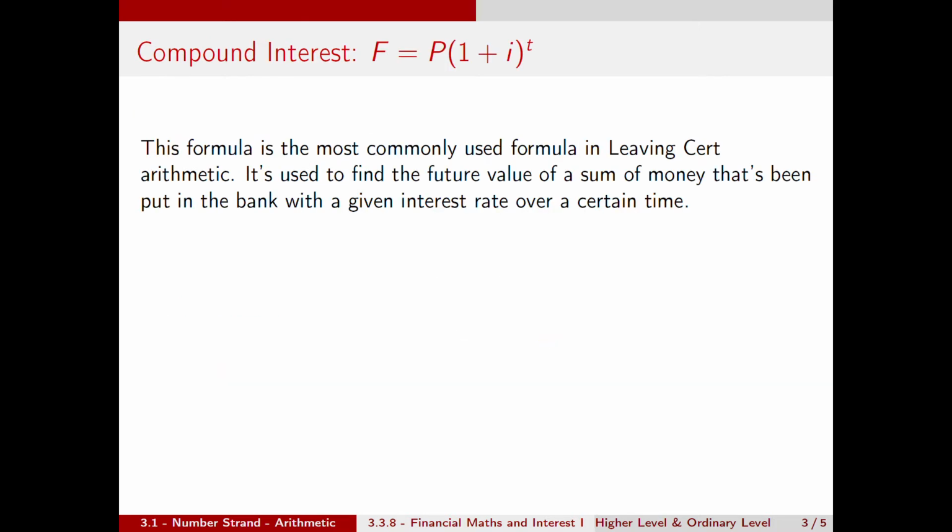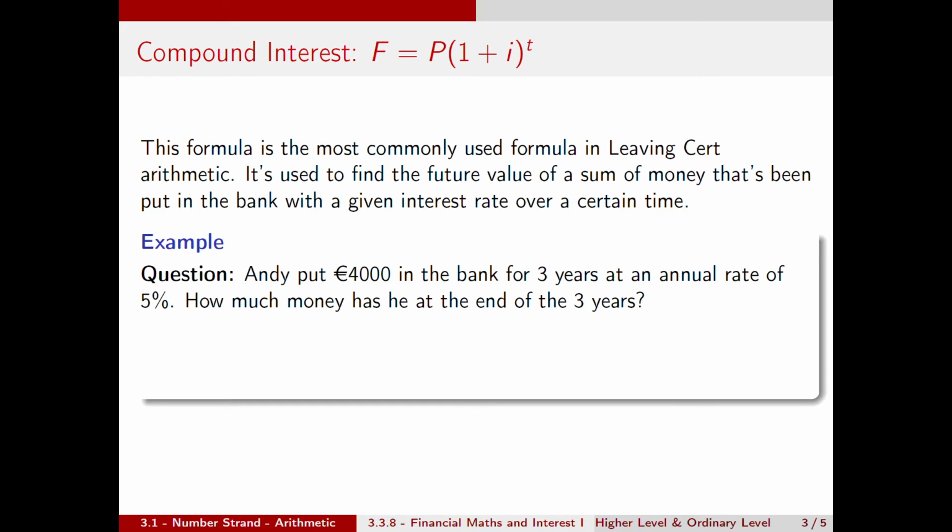So we'll look at compound interest first. This is used to find the future value of a sum of money that's been put in a bank with a given interest rate over a certain time. So if we look at an example, Andy has put €4,000 in the bank for 3 years at an annual rate of 5%. How much money has he got at the end of the 3 years?